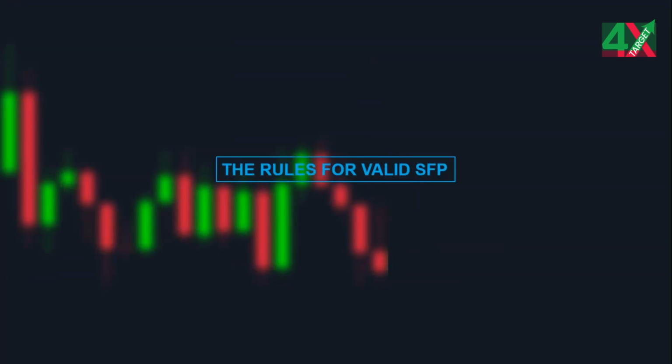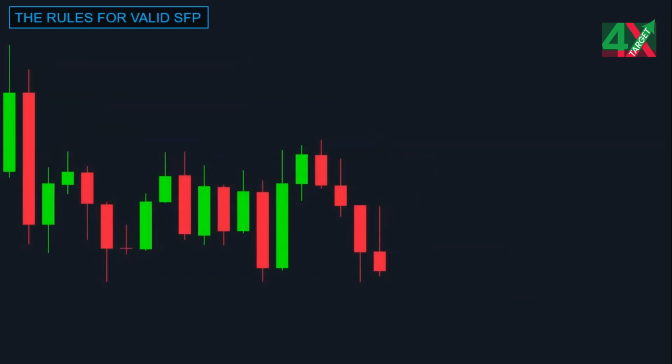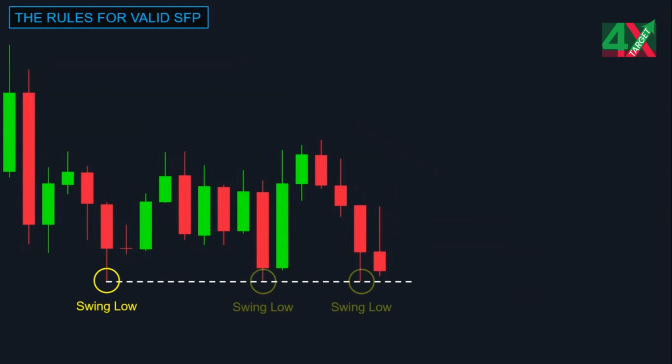But there are a few rules that make a setup valid, to know exactly what to look for before taking a trade. First, identify liquidity. Look for a clear prior swing high or swing low, ideally one that stands out on the chart, or a cluster of equal highs or lows. Second, wait for the sweep. Price must wick above the swing high or below the swing low. That's the stop hunt.